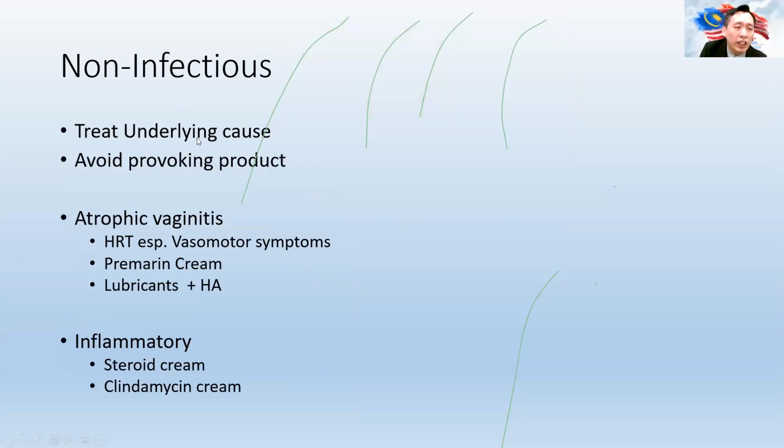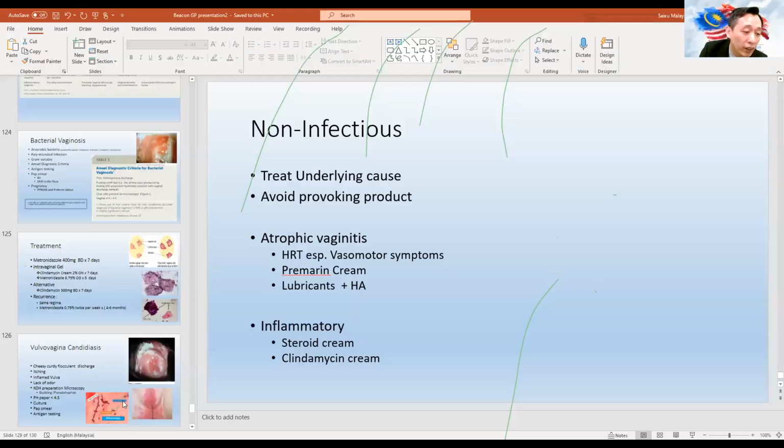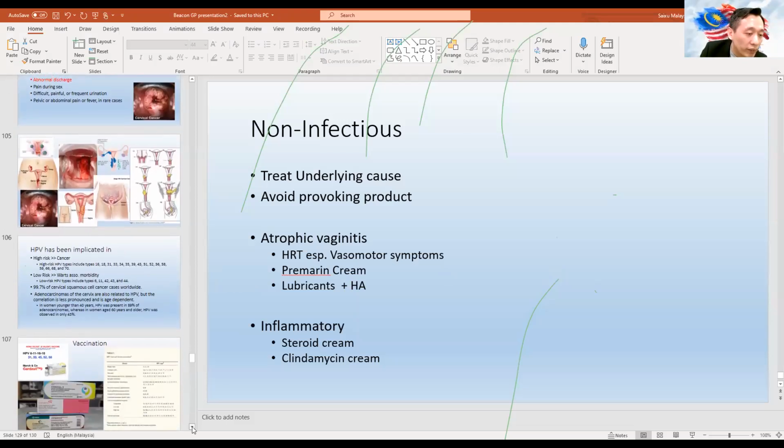Non-infectious, you treat the underlying cause, avoid the provoking factors. If it's atrophic vaginitis, you can give them HRT. You can give them Premarin cream, and also wait.